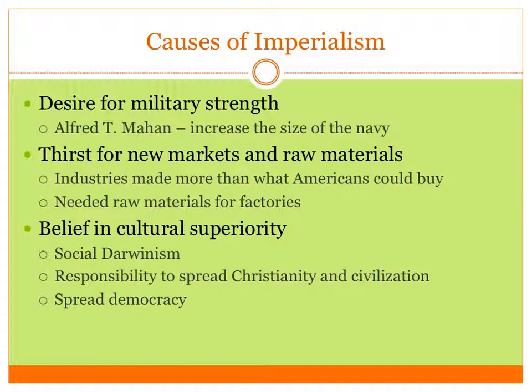So we talk about social Darwinism. We talked about social Darwinism in the Gilded Age, where we talk about survival of the fittest. And some of these people say, well, we're culturally superior to these people, so we might as well just go take them over because they're not going to survive anyway. They are not the fittest. We are the fittest. If they were the fittest, they would have survived. They would have had their own industrial revolution. But no, we're going to come in and we're going to take over.